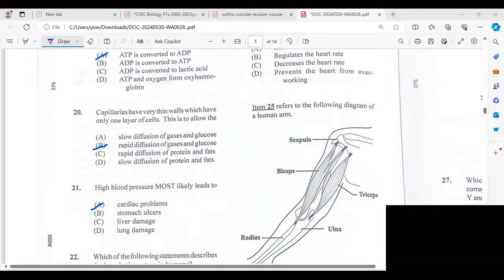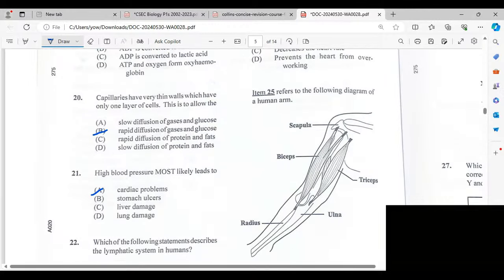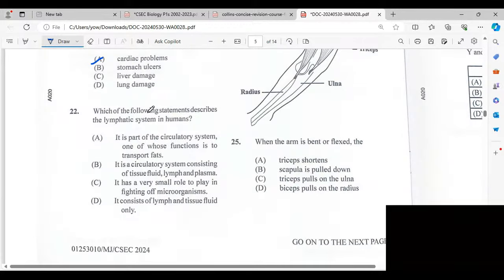Moving on. 22. Which of the following statements describe the lymphatic system in humans? A: It is a part of the circulatory system, one of whose functions is to transport fat. That's rubbish. B: It is a circulatory system that consists of tissue fluid, lymph, and plasma. That is correct. Right? That is correct. It does consist of plasma. So 22B.